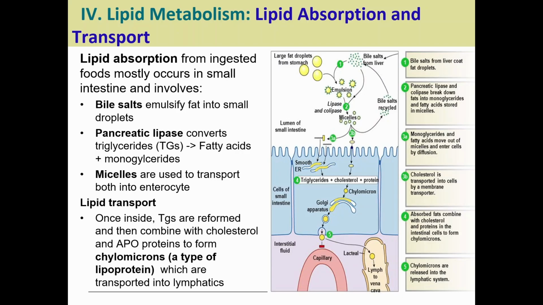Once we get those lipids inside of the cells of the small intestine, we're then going to combine them with cholesterol and APO proteins to form chylomicrons, right, which is a lipoprotein. So you can just say we're forming a lipoprotein. Then we transport this to the lymphatic system. We do not go to the bloodstream, right? We go to the lymphatic system. The lymphatic system will then transport things for a little while before they can make their way into the bloodstream.